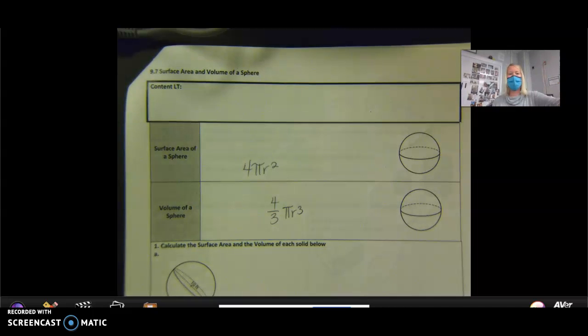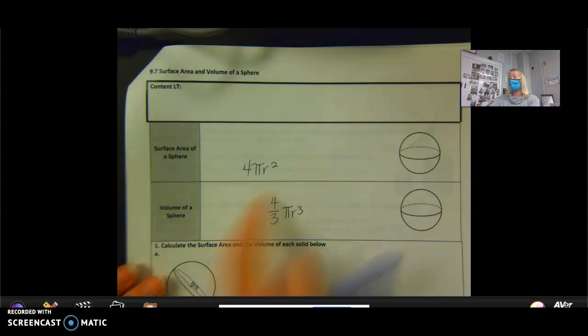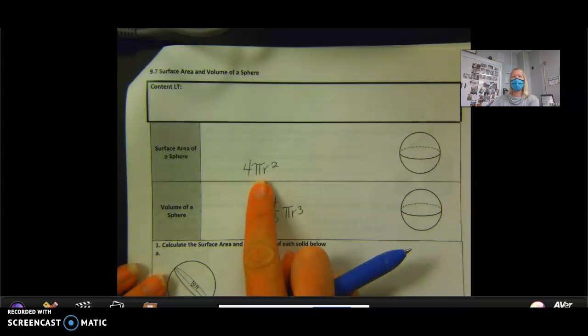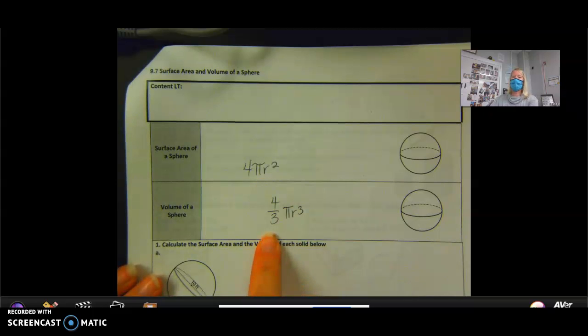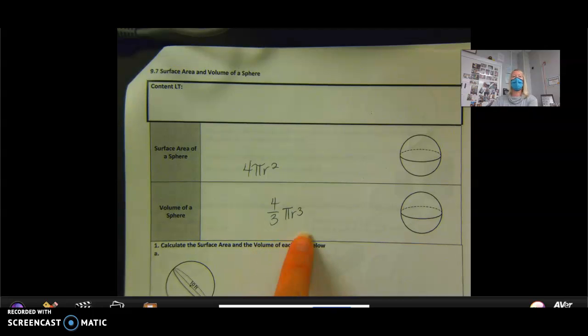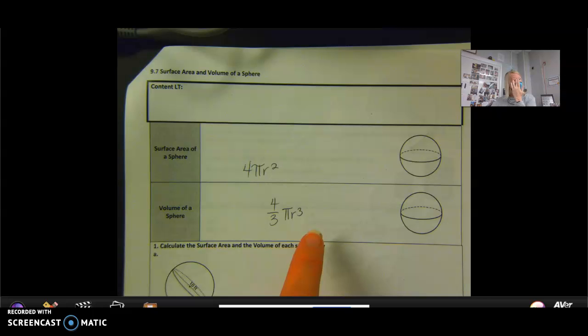Okay, so here is 9.7. Now we've done surface area and volume of pretty much every other figure. This one is specifically on surface area and volume of a sphere, so like a ball. Surface area of a sphere is just 4 pi r squared. Volume of a sphere is 4/3 pi r cubed. So that's cubed, not squared. Do you guys see that?